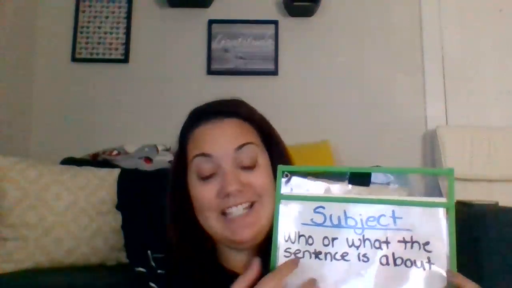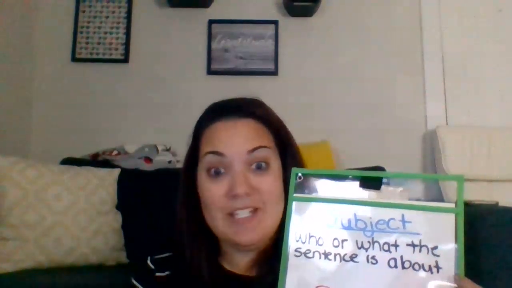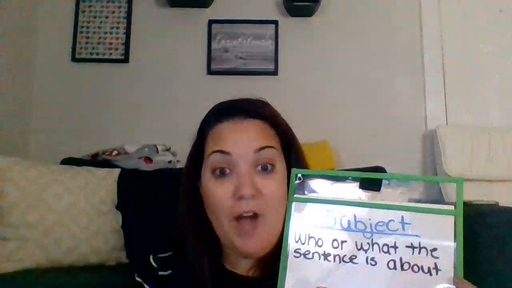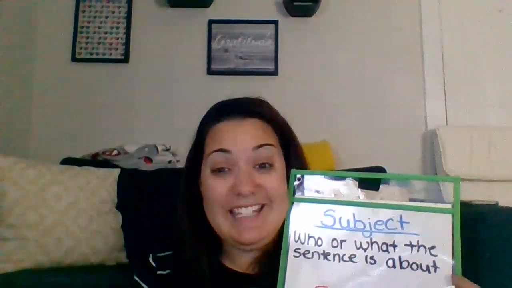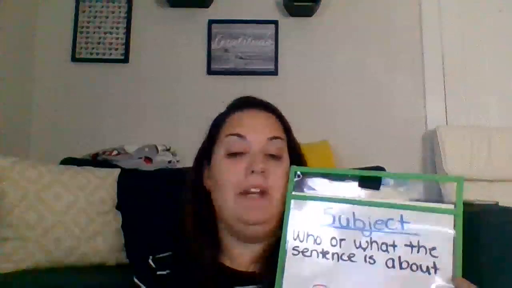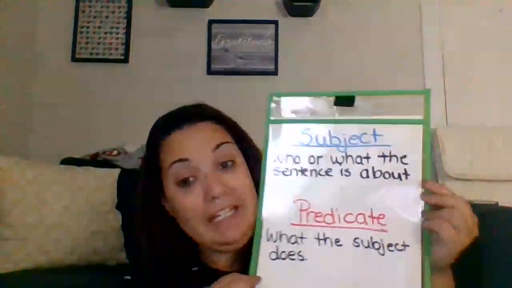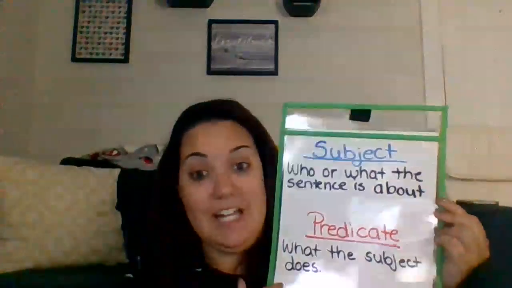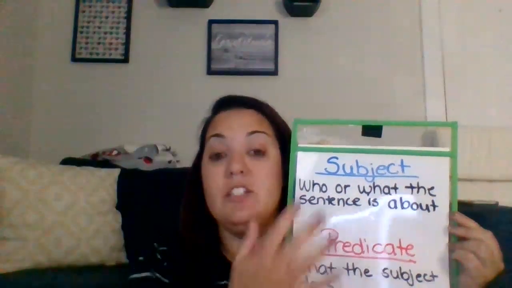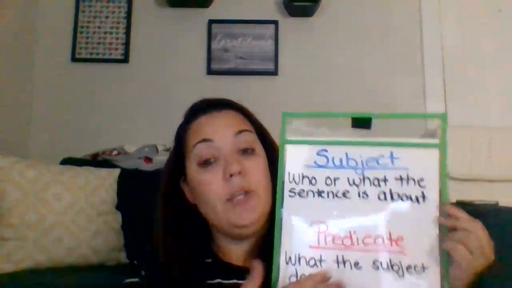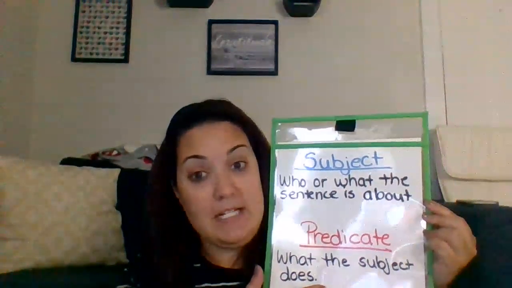The subject of a sentence lets us know who this is about, who we are talking about, who an author is referring to, or maybe it is an event that is happening. The predicate tells us what the subject does. So the beginning of our sentence usually has the subject. The subject usually comes at the beginning. The predicate usually comes at the end.